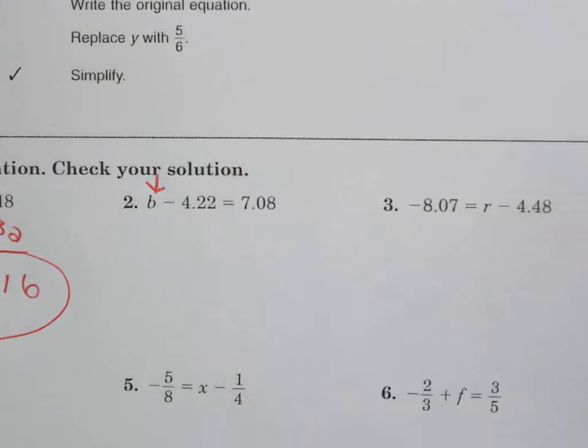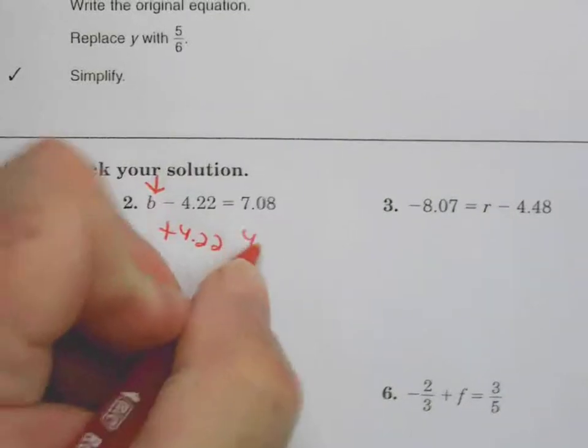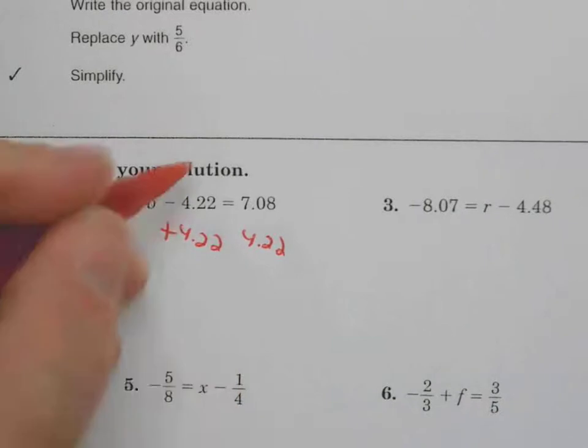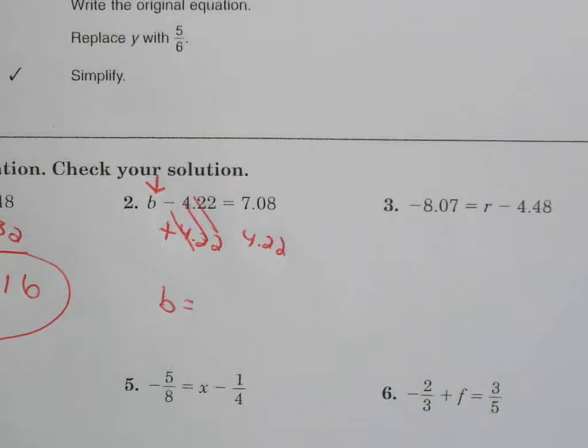First, outside, inside, last. So, I end up adding 4.22 to each side. A plus and a minus 4.22 cancel out to 0. Adding and subtracting, you want zeros. Multiplying and dividing, you want something else. We'll get to that in a minute.